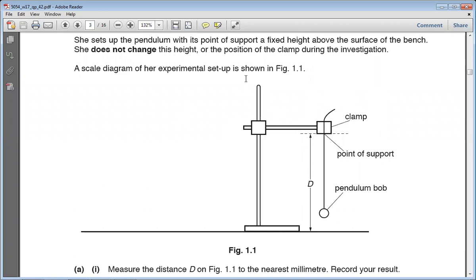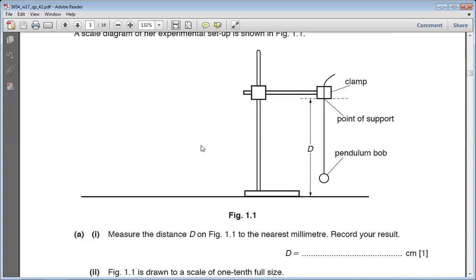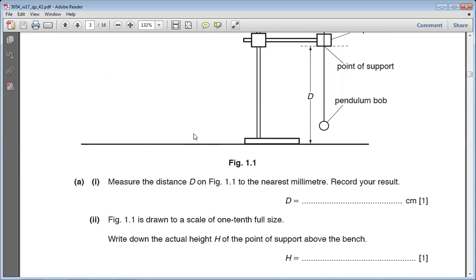So here we have that retort stand. Here we have that clamp, and this is the pendulum bob. This is the thread. Here it's supported from here. So the height of this clamp from the floor is D. The first question coming up says, measure the distance D on figure 1.1 to the nearest millimeter.